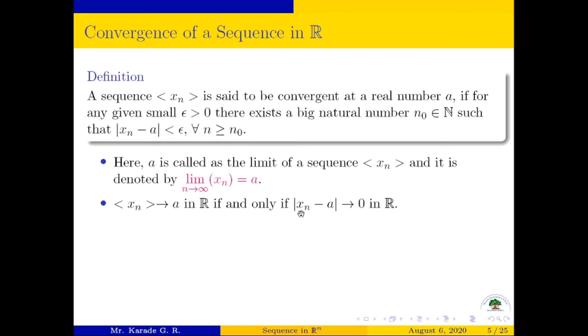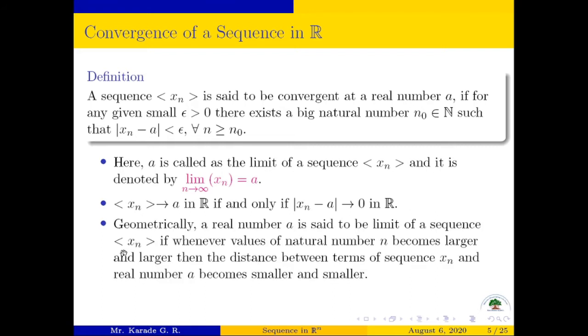Mod of xn minus a geometrically represents the distance between xn and a. So when this distance approaches 0, when this distance becomes smaller and smaller in R, then we say that the sequence xn converges to a. The geometrical meaning is: a real number a is said to be the limit of a sequence xn if, whenever the values of natural number n become larger and larger, the distance between the terms of sequence xn and the real number a becomes smaller and smaller. So this is the geometrical meaning of a convergent sequence.